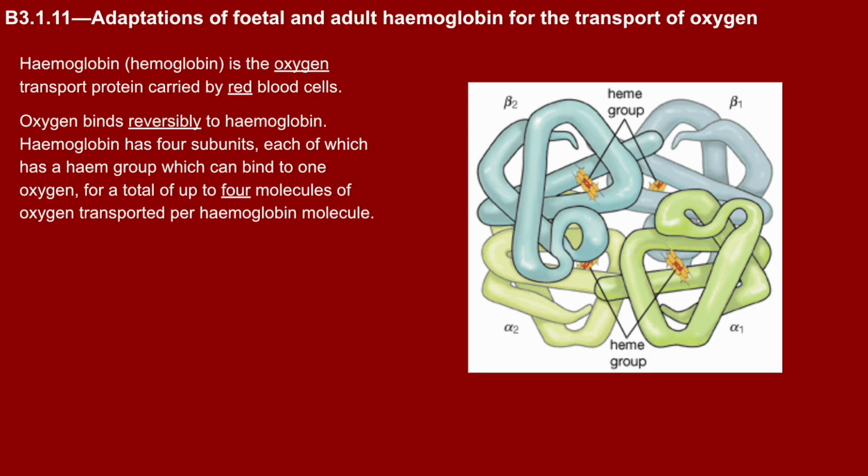All right, hemoglobin is the oxygen transport protein carried by red blood cells. Remember, it has this quaternary structure because it's made up of 4 polypeptides. And it's conjugated because it has 4 heme groups in addition to the polypeptides. Now, each of these heme groups can bind to 1 oxygen. So a hemoglobin can bind to 4 total oxygens.